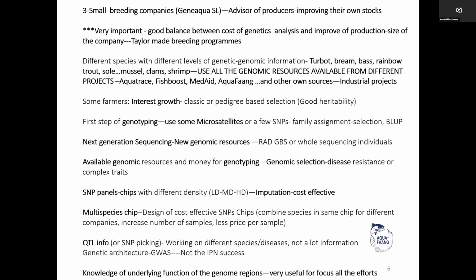We have the turbot, the sea bream, bass, rainbow trout, Senegal sole, and also mollusks like mussel, clams, shrimp. But we use all the genomic resources available from different projects, or our own resources from industrial projects, or research in collaboration with the companies, but it's secret, more or less secret research, no?